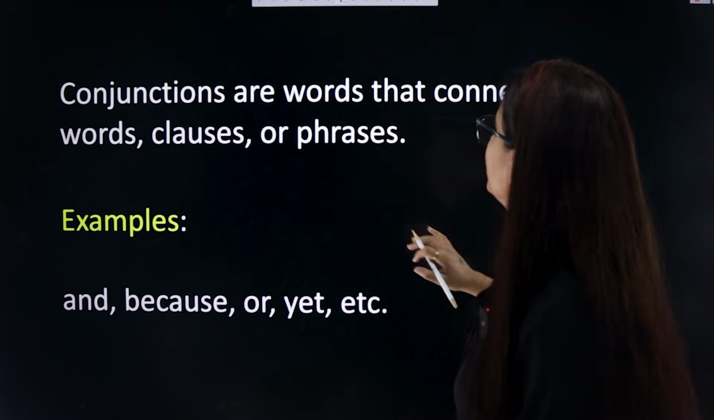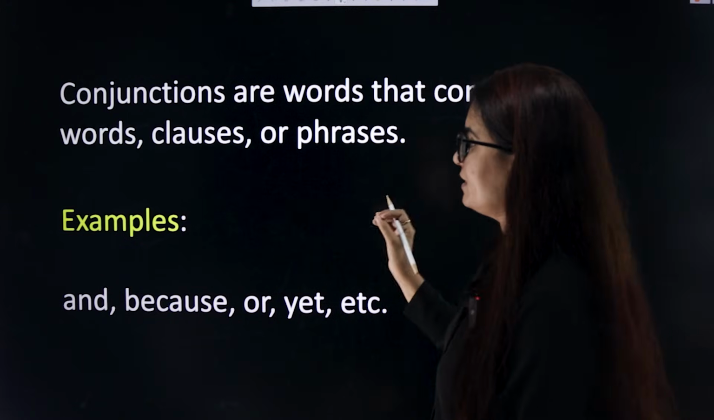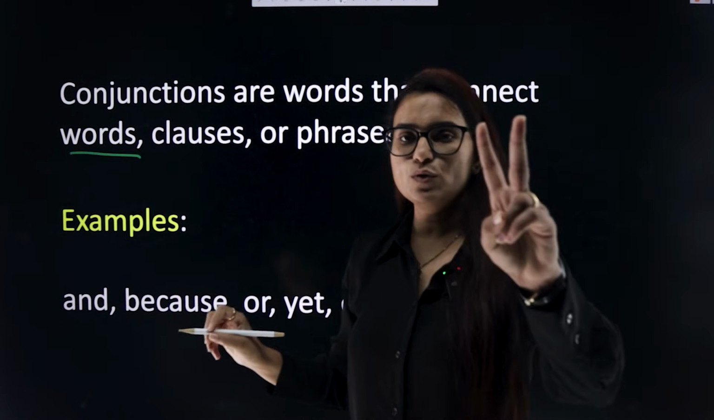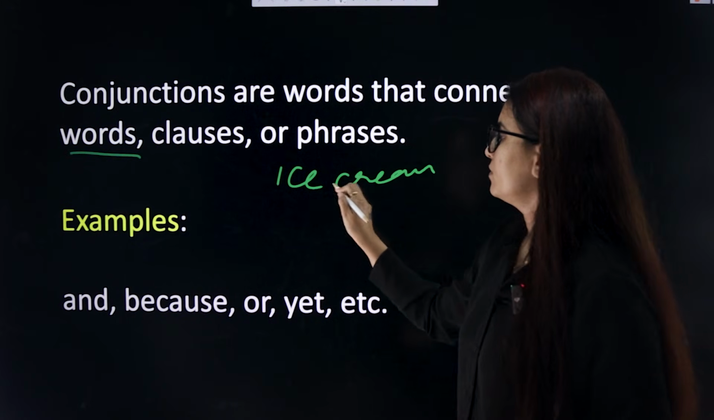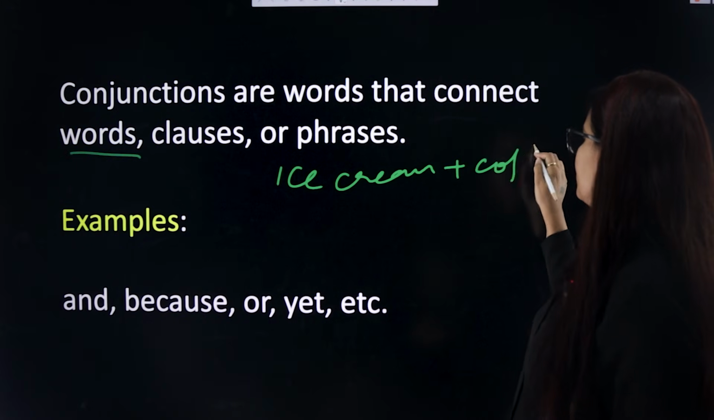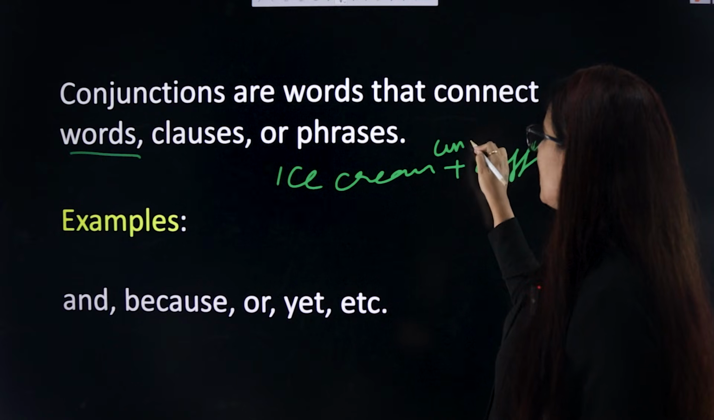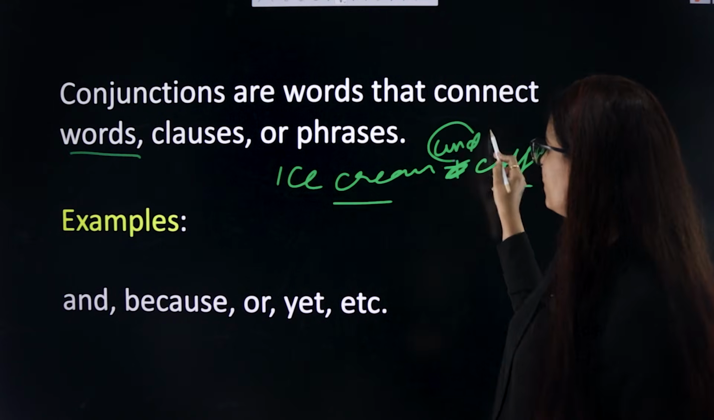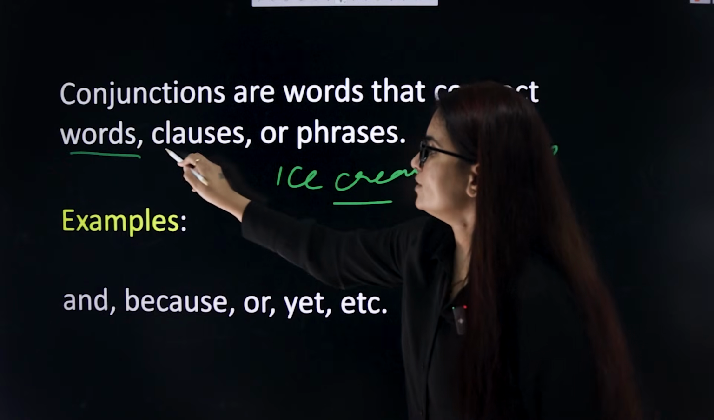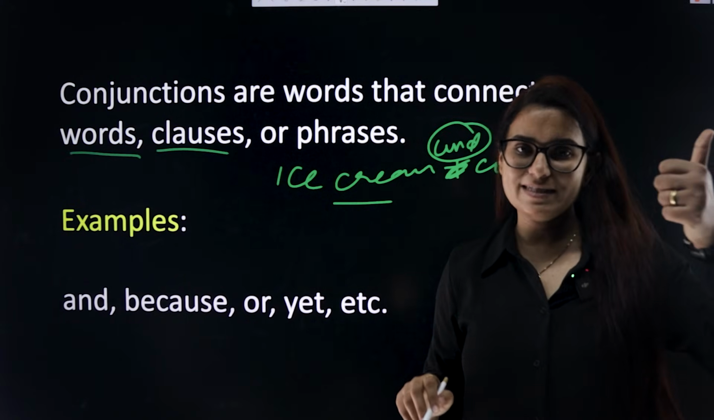Conjunctions are those words which connect any two words. For example, ice cream plus coffee. If I write ice cream and coffee, this is joining two words. This word over here is a conjunction. It can join two clauses. We have already seen that.